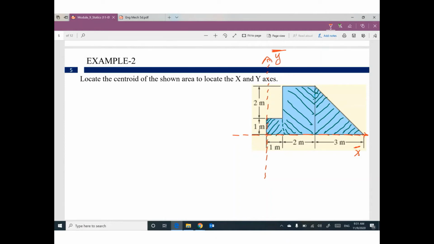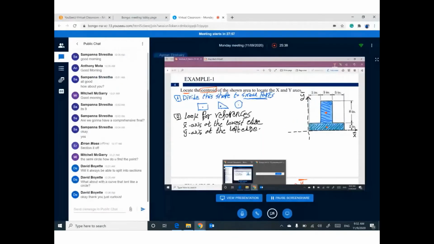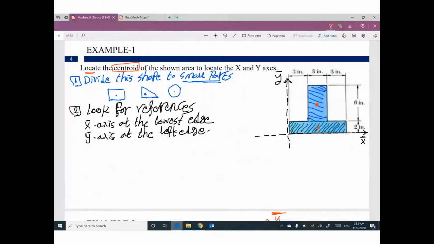By the way, I can locate the centroid for this right angle triangle, the centroid for this rectangle, and the centroid for this rectangle. Any questions so far? First step, go ahead and divide. Second step, we are looking for references, at the lowest edge from the bottom and at the left side. I can locate the two references. Then I will construct this table.